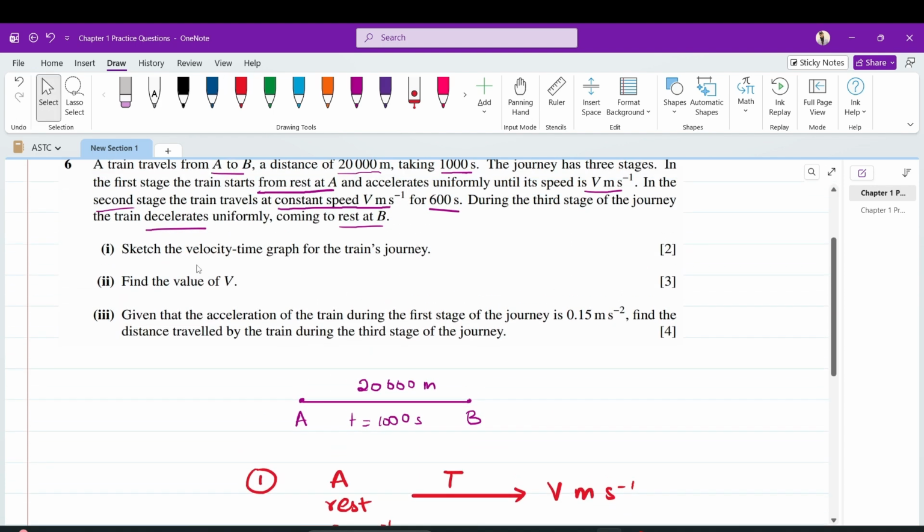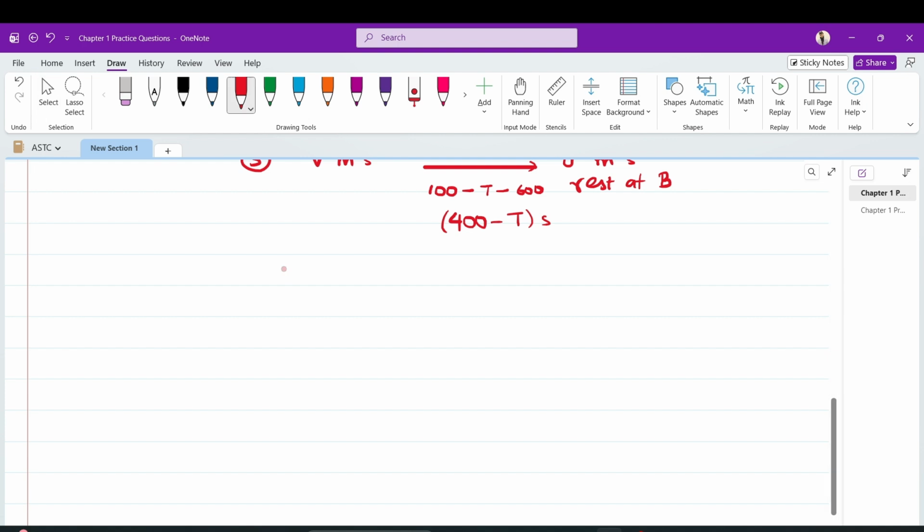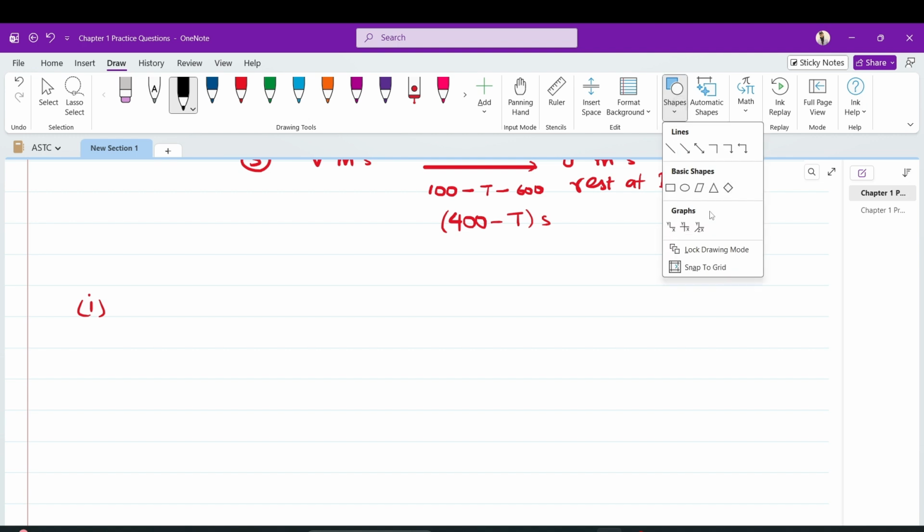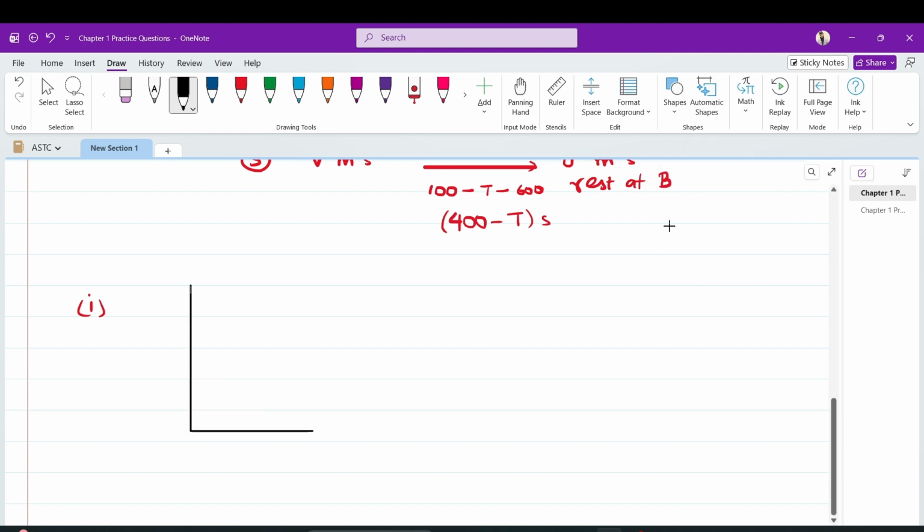Now the first part of the question is to sketch the velocity time graph for the train's journey. So I need to draw a velocity time graph. So this is velocity, and the units will be meters per second. Make sure that you label the axis properly along with the units. This is time and the unit is seconds.